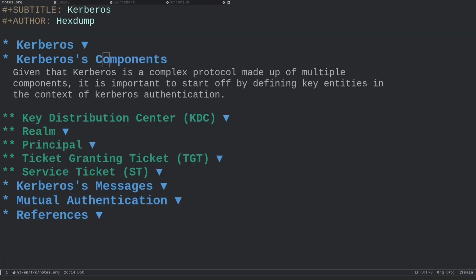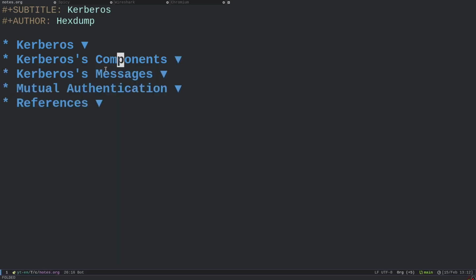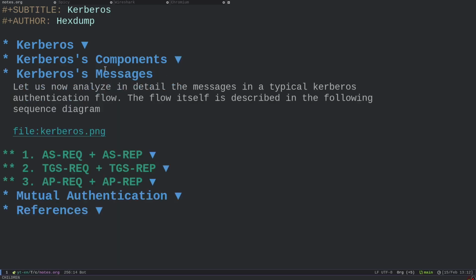Now, at this point, a lot has been mentioned. A lot of names, different kinds of tickets, principal, realm, authentication service, ticket granting service. Now we will see in action all these components in the flow of messages, which ultimately is the most important point. So let us now analyze in detail the messages in a typical Kerberos authentication flow.